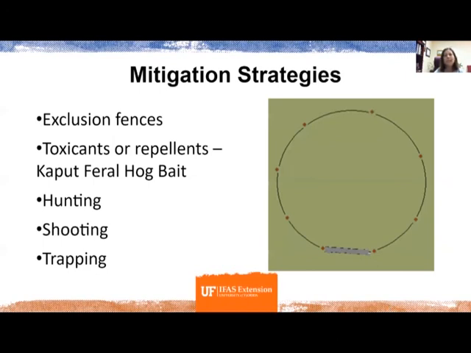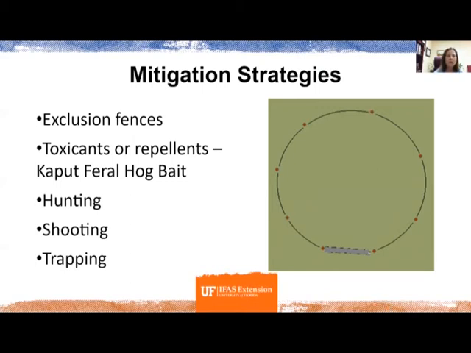So mitigation strategies, that's just a big term for how do we deal with it. So how do we deal with wild hogs? We can try exclusion fences, but wild hogs are very, very tenacious. They're very rough and tumble little creatures, and they will push through any fence that they can try to push through. So you've got to have a really ironclad fence to keep those wild hogs in or out.